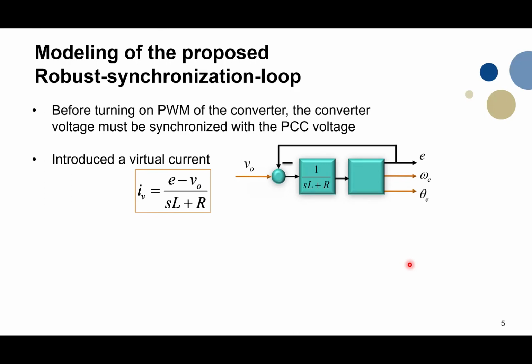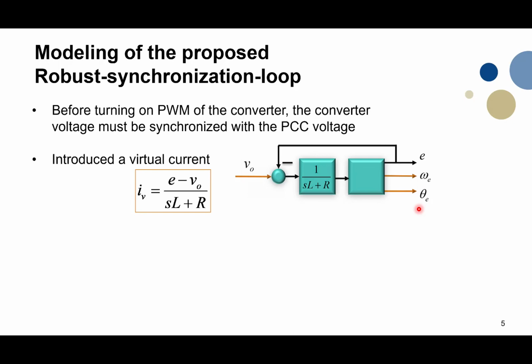So based on that, we can reproduce the voltage. Here, we are assuming that we have our robust synchronization loop somewhere inside here, and we give as input this voltage. This is the voltage of the point of common coupling. So based on this voltage, it can give the frequency information and the phase information. That is our purpose, to identify the phase and frequency using this robust synchronization loop.